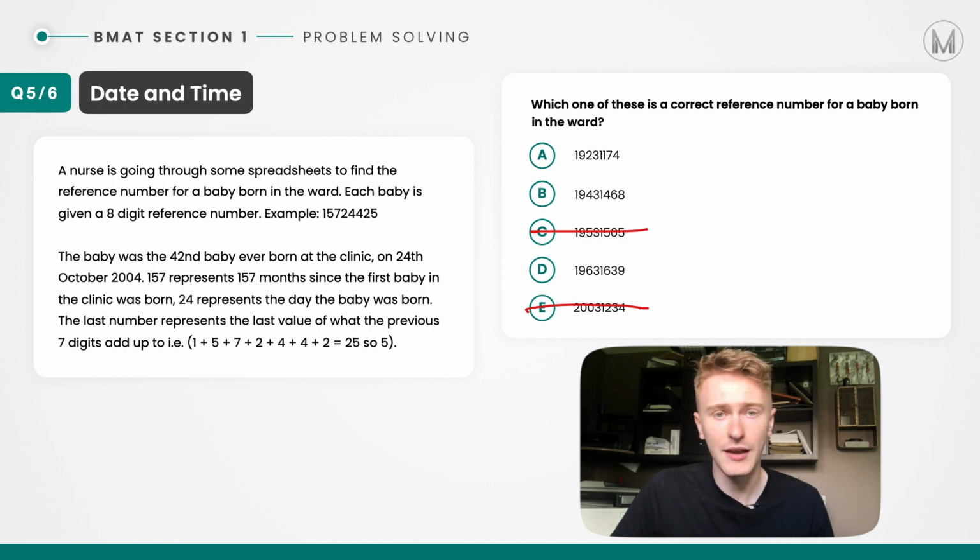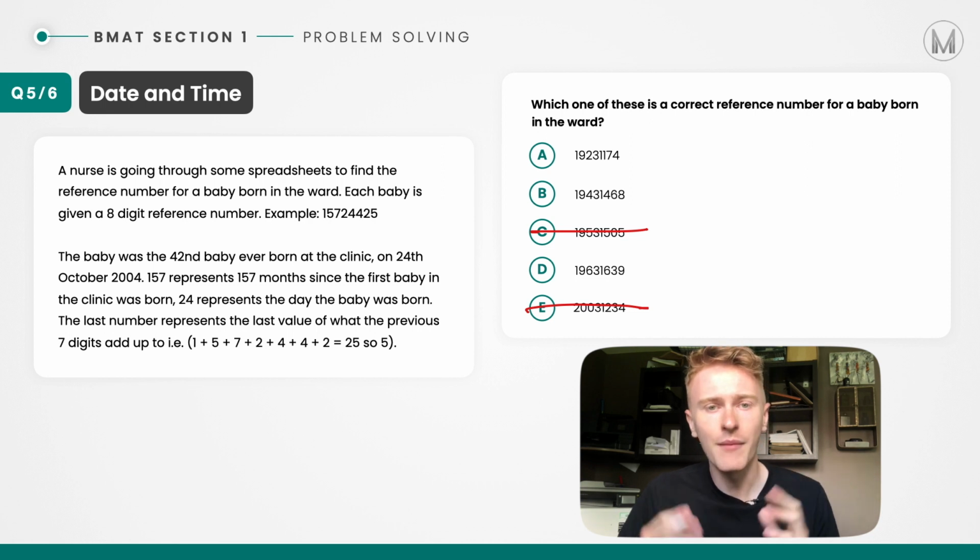The remaining 3 are actually fine in terms of the verification digit, so we can leave them be for now. Now, obviously we don't know what particular number of baby was being born at the clinic, so that information isn't going to help us. What will help us though is the month that they were born in and the day of that month. Now, if you look at the remaining answer options, you can hopefully see that actually the day of that month is 31 in each case.